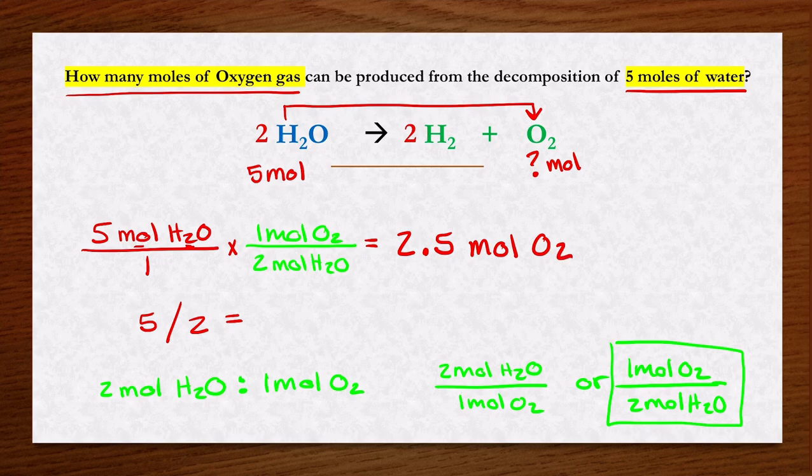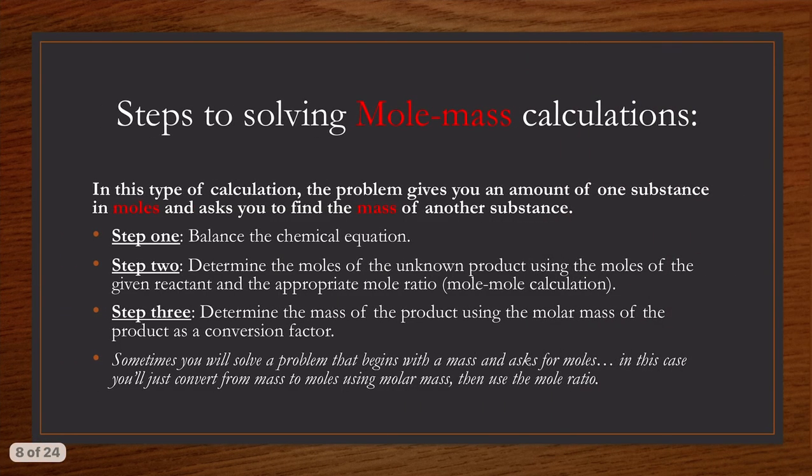And my sig figs are off on here. Let's just pretend that I have a 5.0 here so that I can have 2 sig figs. All right, so there is my final answer. So that means if I start off with 5 moles of water, I will end up with 2.5 moles of oxygen gas. All right, so let's go ahead and take a look at the next type of stoichiometric calculation.